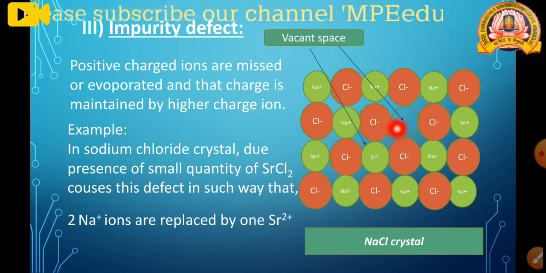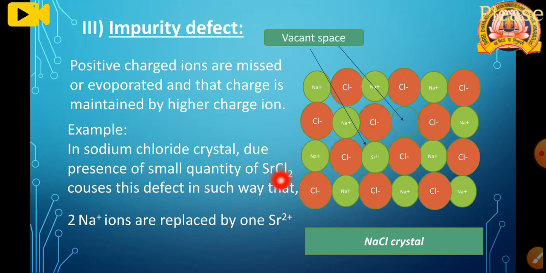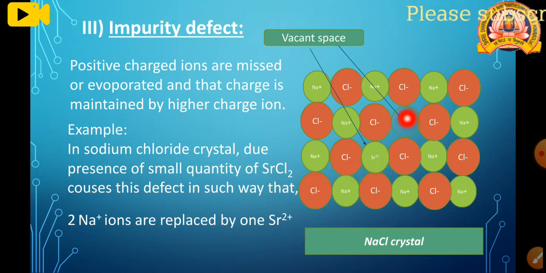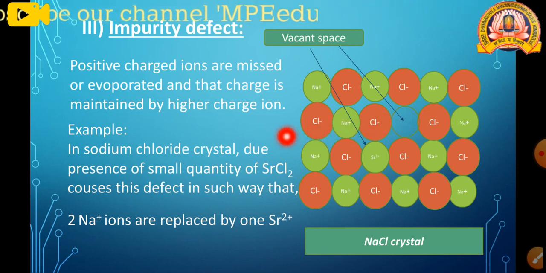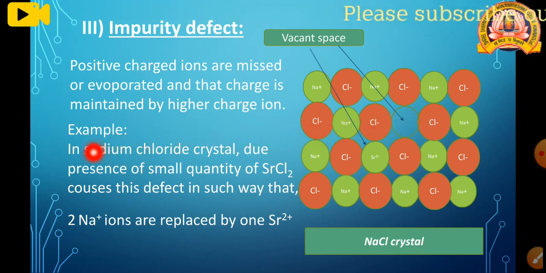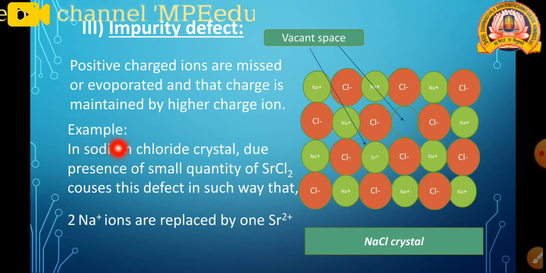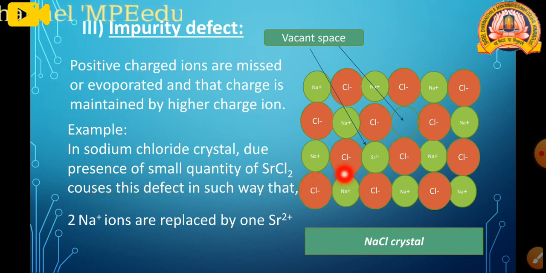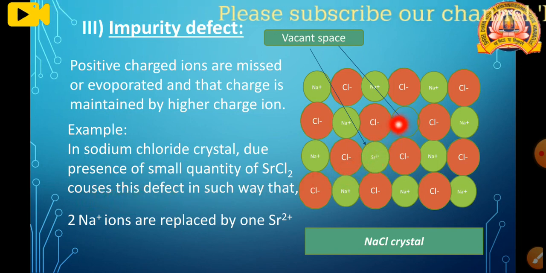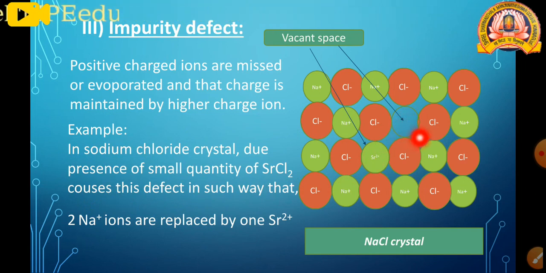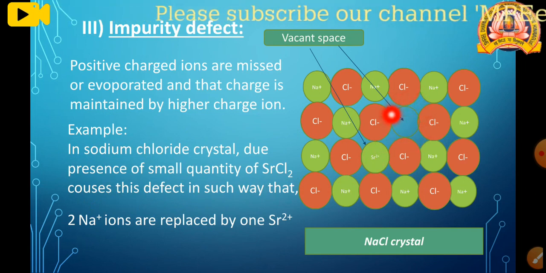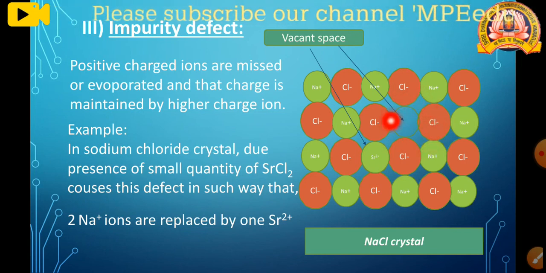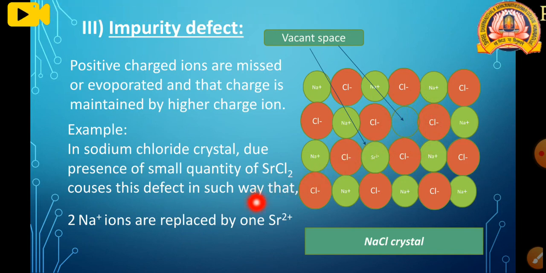This 2 charge is maintained by strontium chloride. Strontium from strontium chloride, Sr 2 plus. The 2 plus of sodium is maintained by 1 strontium 2 plus. This vacant space is acquired by strontium chloride. So any one vacant space is acquired by strontium. I'm showing that the strontium takes this vacant space. Yes, it acquires this vacant space.